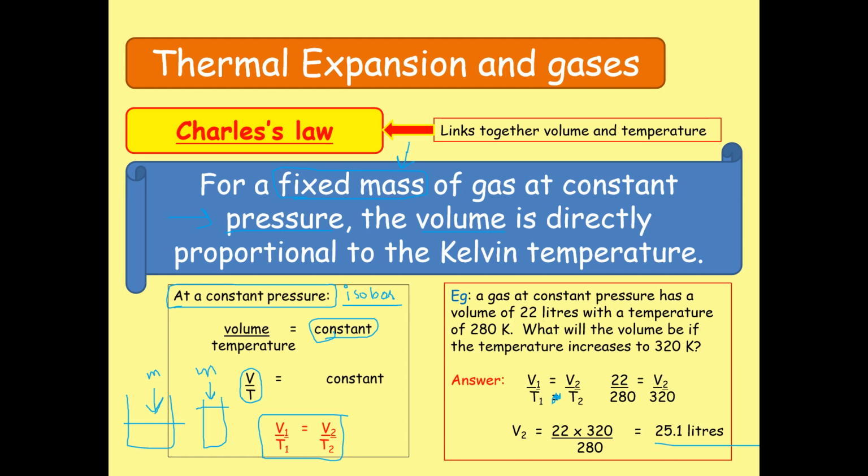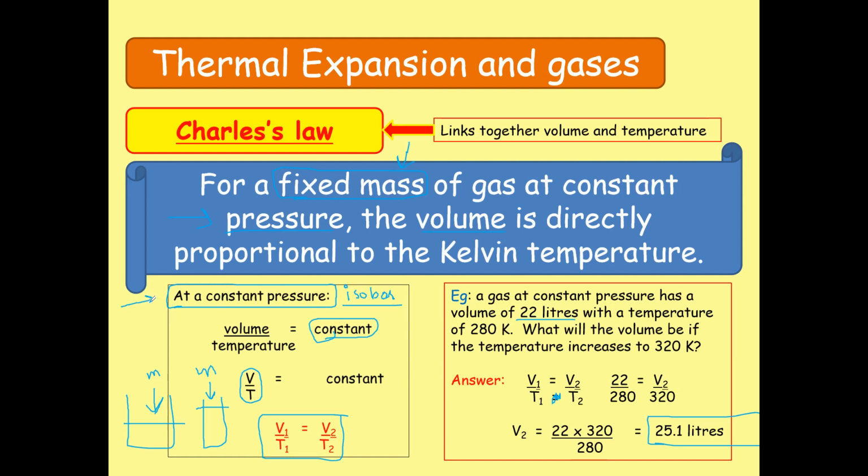So the volume is going to be 25.1 liters. That means there is an expansion in the volume, right? It was 22 liters before, and now it is 25 liters at higher temperature. So definitely the change in temperature will result in the change in volume. That means the greater the temperature, the greater the volume, pertaining to the fact that the pressure is kept constant.